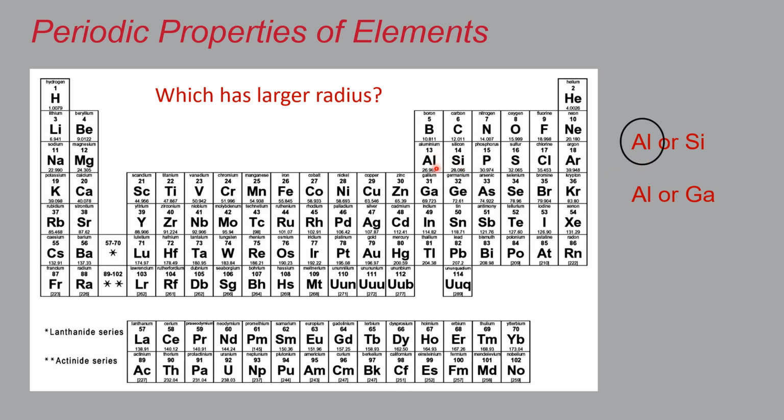And between aluminum and gallium, they're in the same group, so they get larger as you go down, which means in that case, gallium will have the largest radius. And so the questions we would ask you on the exam is to give you a certain set of elements and to compare their relative sizes, just like you did here.